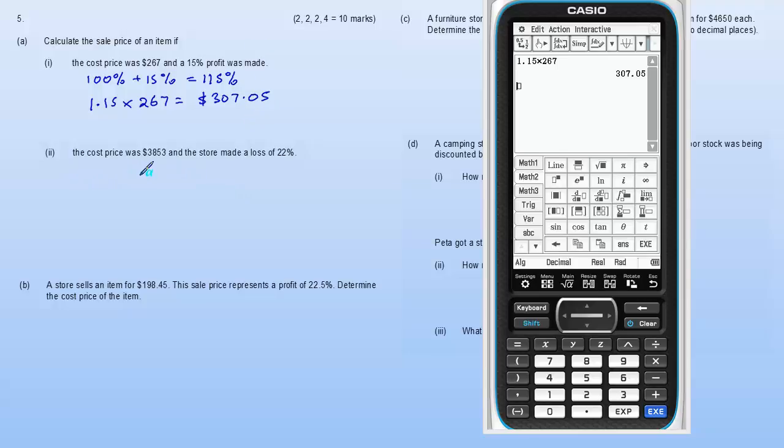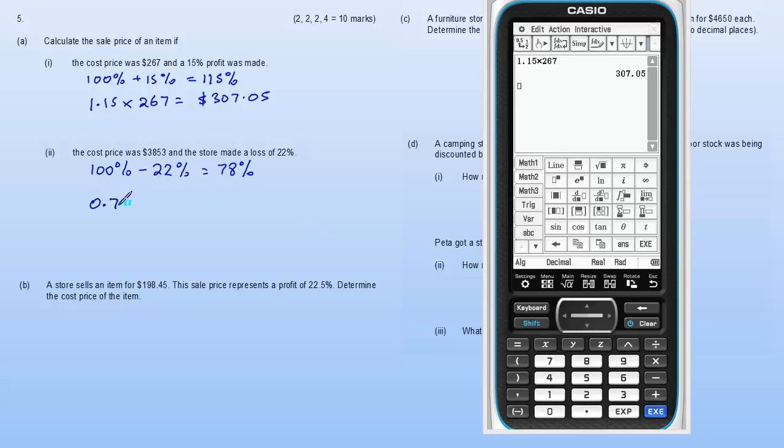The cost price was $3,853 and the store made a loss of 22%. So this time cost price is 100%, but they're making a loss of 22%. So that means we keep 78%.